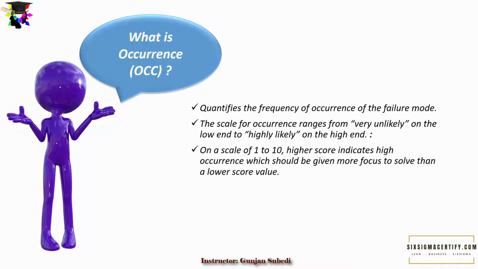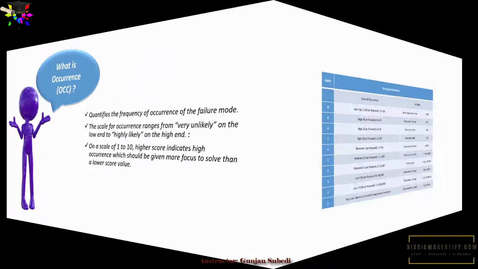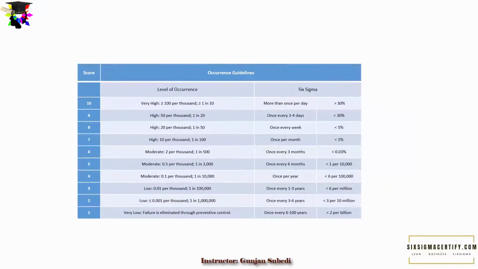On a scale of 1 to 10, the higher score indicates high occurrence, which should be given more focus to solve than a lower score value. The occurrence guideline as given by Automotive Industry Action Group AIAG 4th edition is given on the table. Here we see that if the occurrence of failure is more than once per day, and more than 1 in 10 or more than 100 per 1000 occurrences, then we give it a score of 10.